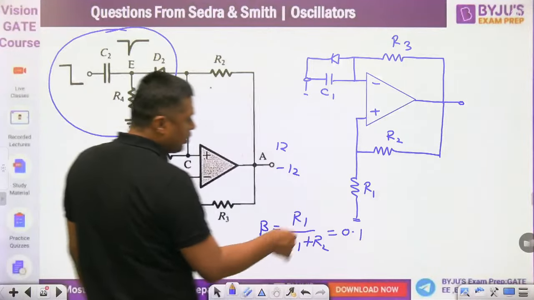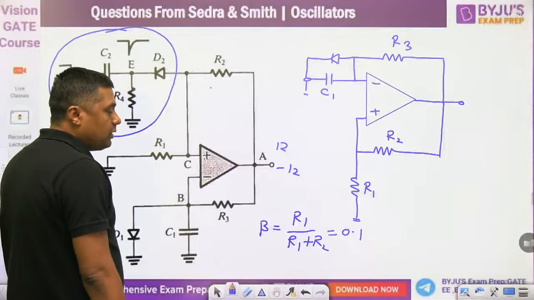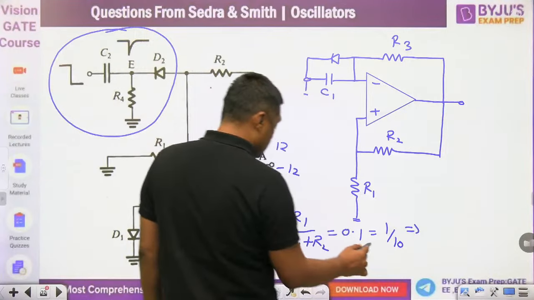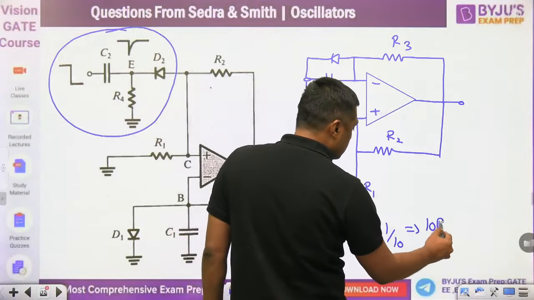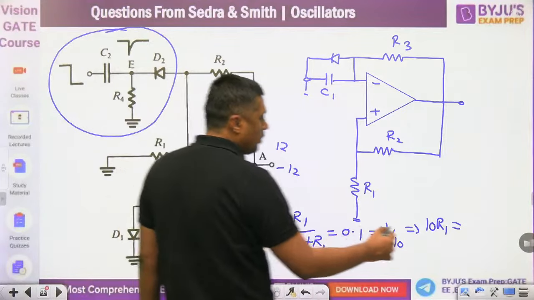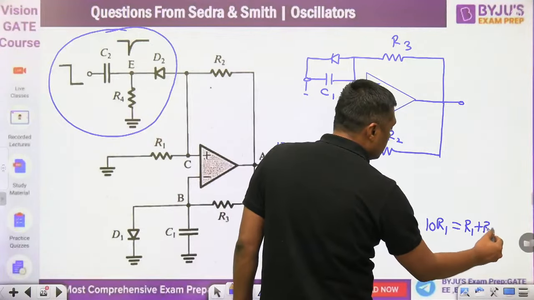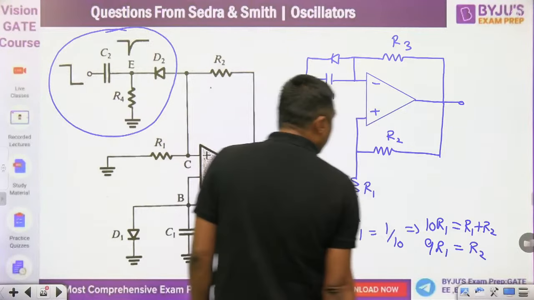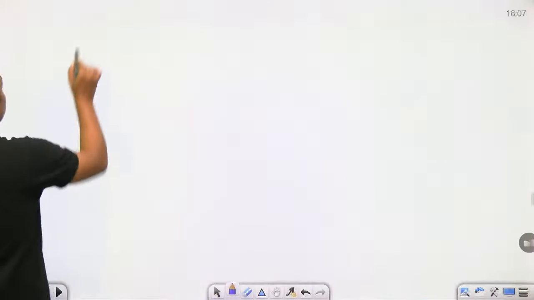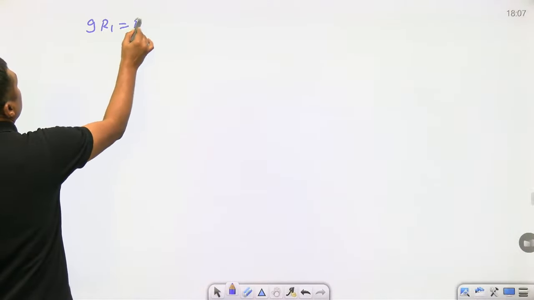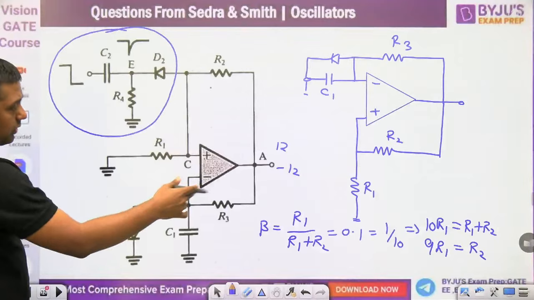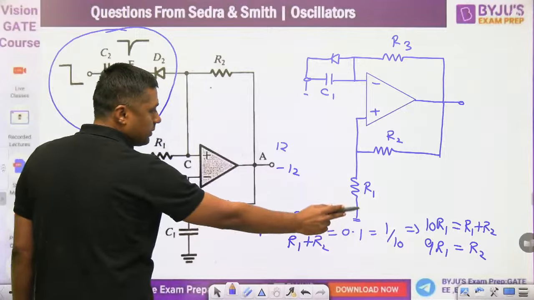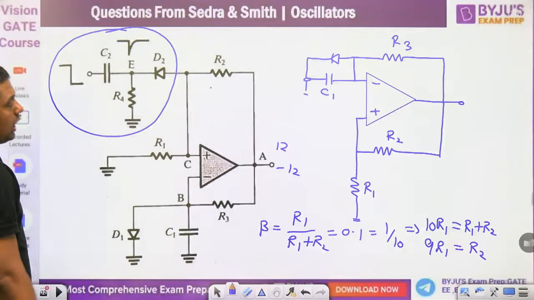Can you find the ratio of R1 and R2 from this? 0.1 means 1 by 10. So it will become 1 by 10, so 10 R1 is equal to R1 plus R2. You will get 9 R1 is equal to R2. Okay, from this you can solve. If the beta is given as 0.1, it becomes 1 by 10, then 10 is applied here, R1 plus R2, and 9 R1 is equal to R2.